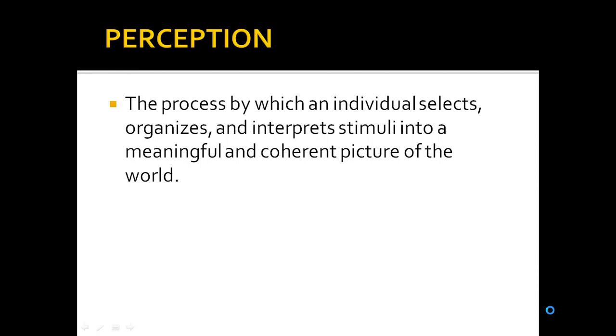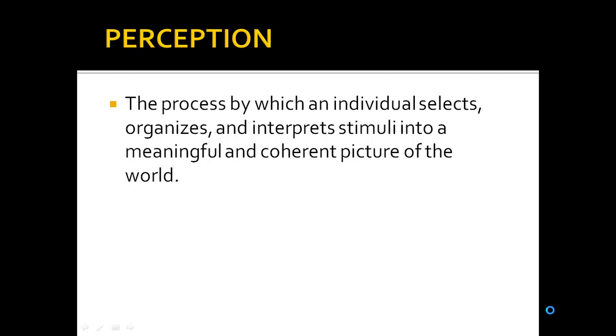They may have very different education, learning, or previous experiences. Based on those experiences, they might be interpreting the event differently. So finally, we'll define perception as a process by which individuals select, organize, and interpret stimuli into a meaningful and coherent picture of the world.